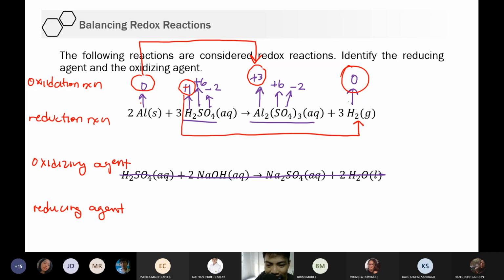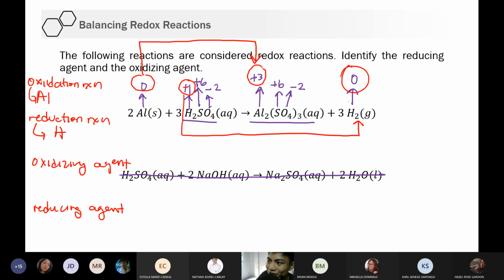Si aluminum. Yes, you are correct. Kasi tumaas yung kanyang oxidation number. From 0, naging 3 na siya. So, aluminum underwent oxidation reaction. Ibig sabihin, hydrogen underwent reduction reaction. Now, when it comes to oxidizing and reducing agent, ibaliktad mo lang yung term.